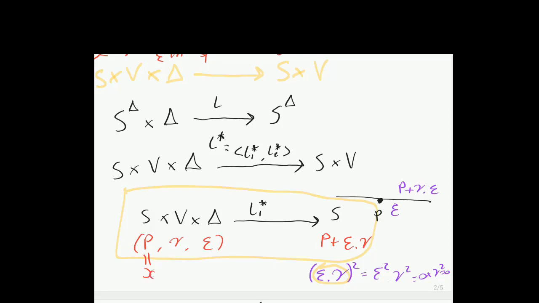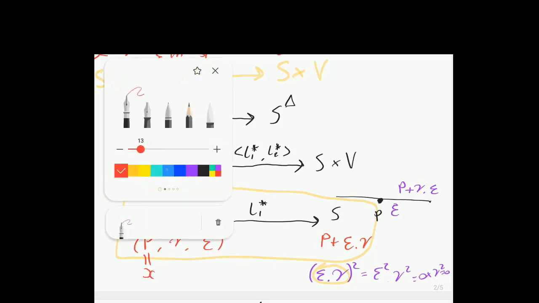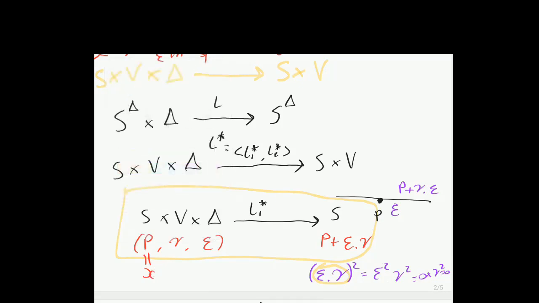And in fact, we can get this law of motion. And in fact, this law of motion L1 star is a very natural kind of thing. It's basically a sort of inertial law. And we can even get it directly from our isomorphism. So remember, we have that S times V is going to be isomorphic to S to the power of delta. So let's call that isomorphism theta there.